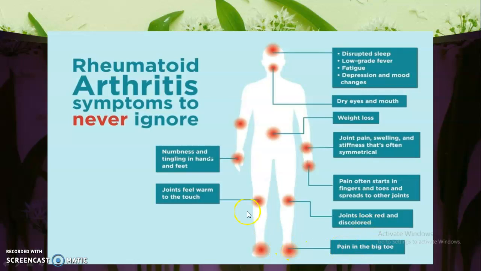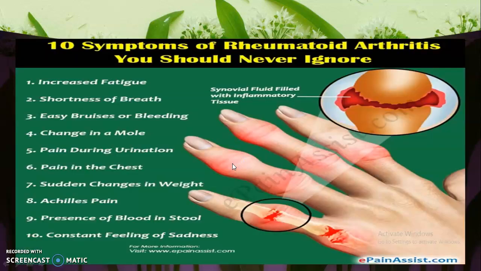Pain in the big toe. Joints feel warm to touch. Numbness and tingling in hands and feet. There is increased fatigue, shortness of breathing, bleeding, changes in structures of bones, pain during urination, pain in chest, sudden changes in weight, chills, pain, presence of blood in stool, constant feeling of sadness.